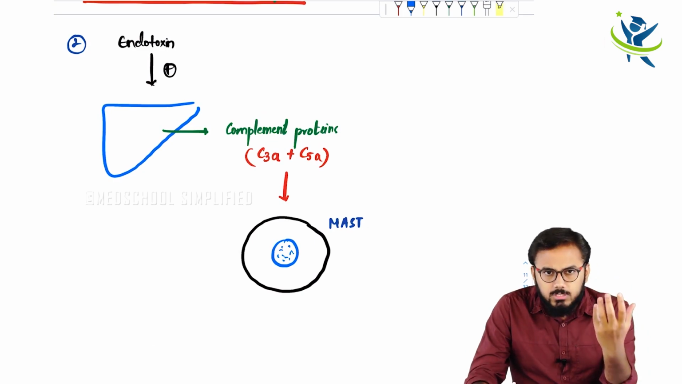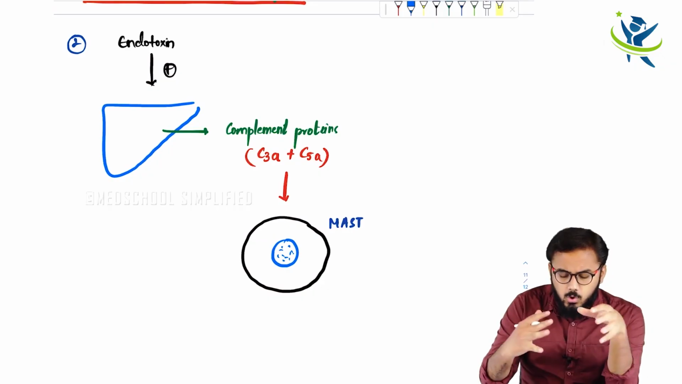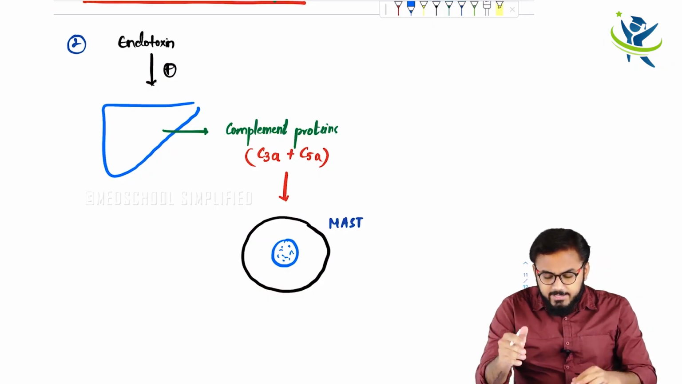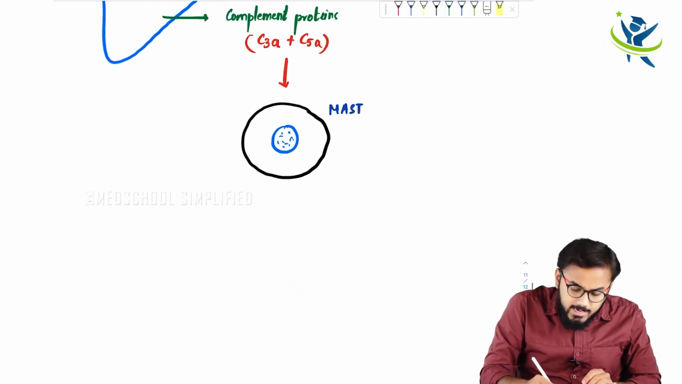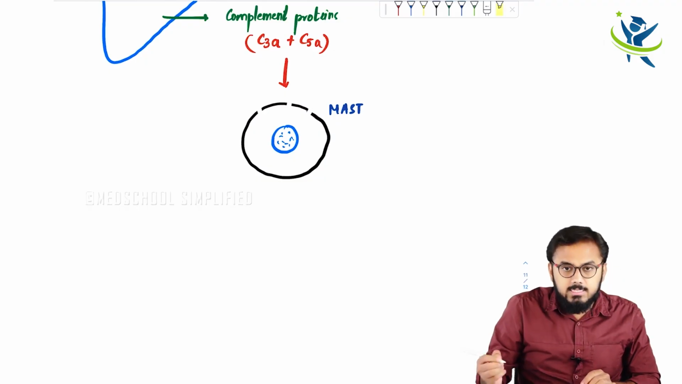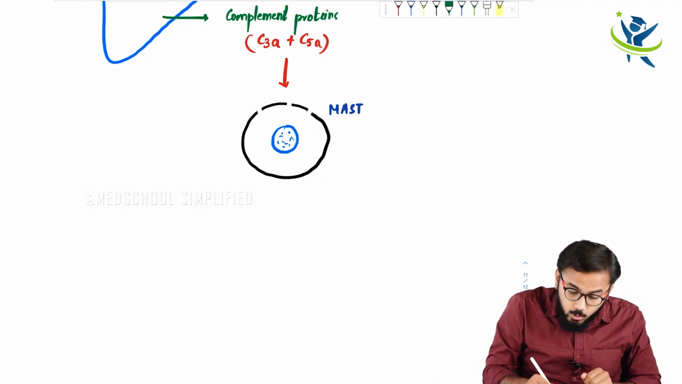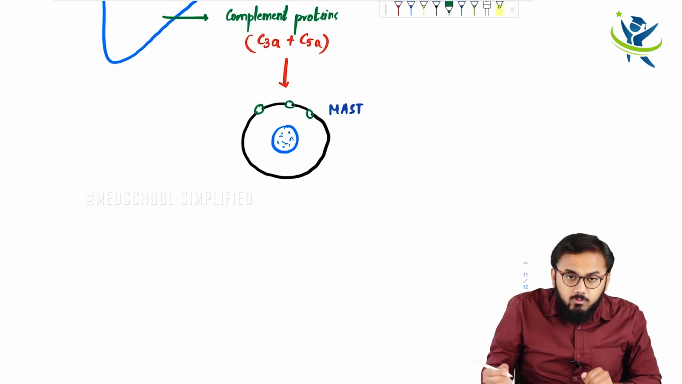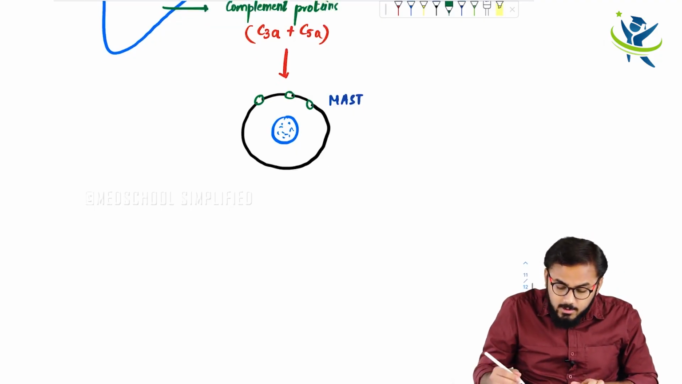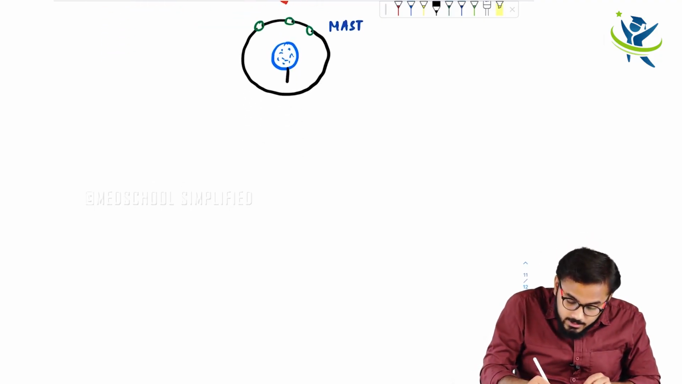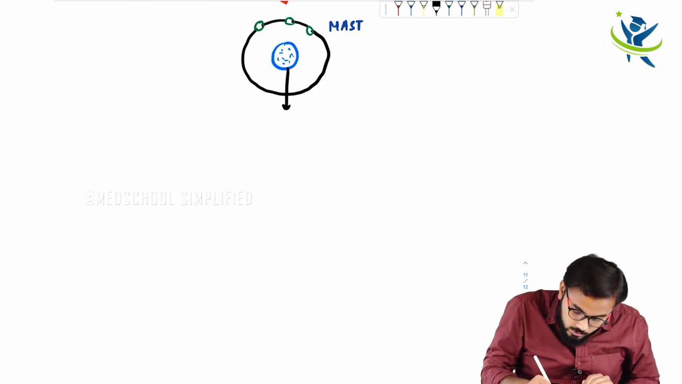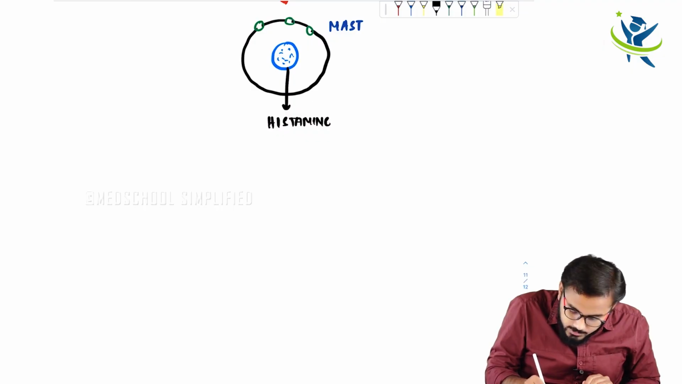The more the endotoxin, the more activation of the liver. The more the activation of the liver, the more complement proteins are released. And these complement proteins make holes in the mast cell. What will happen when they make holes in the mast cell? Obviously, the histamine will be released out. So there will be histamine release.